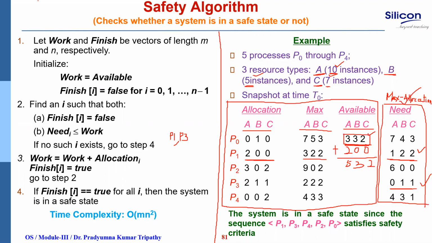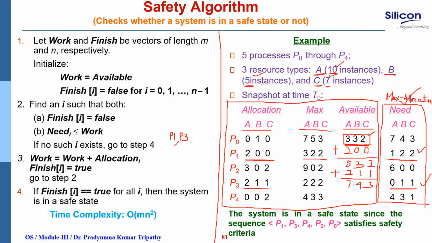Correct? So once P3, I'll allocate this resource to P3. P3 will definitely return this resource. Whatever it has previously allocated, it will return. So it will return 2, 1, 1. And how much do I have now? 7, 4, and 3. I have 7, 4, and 3.